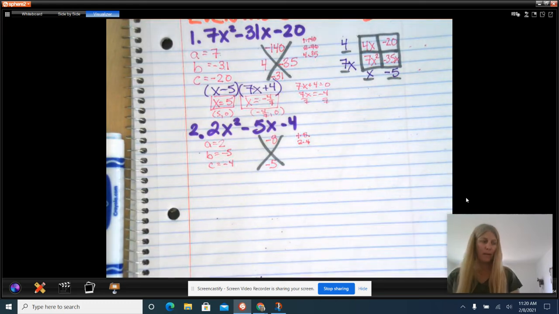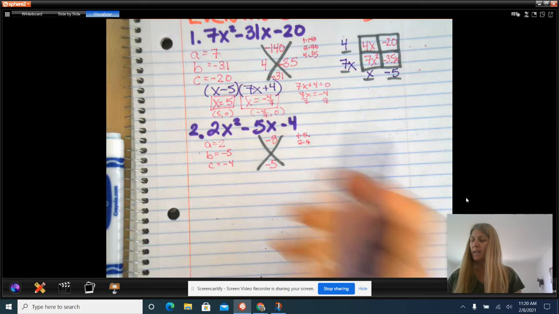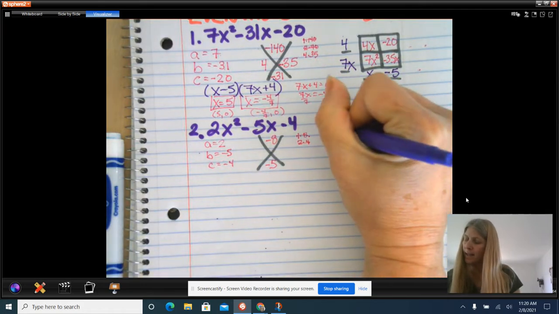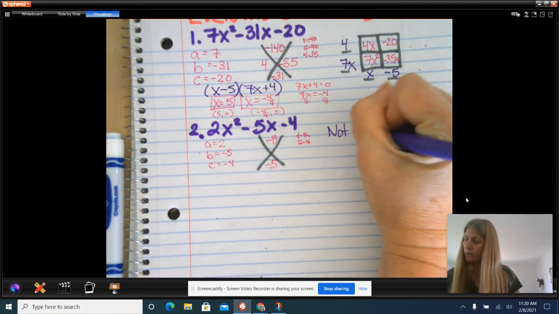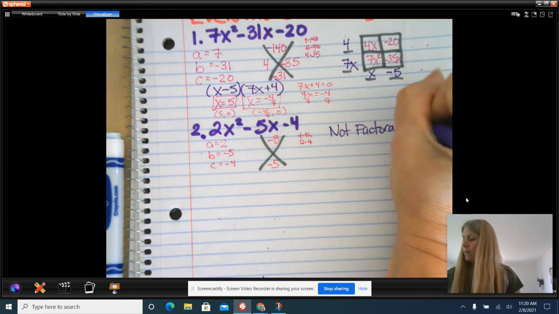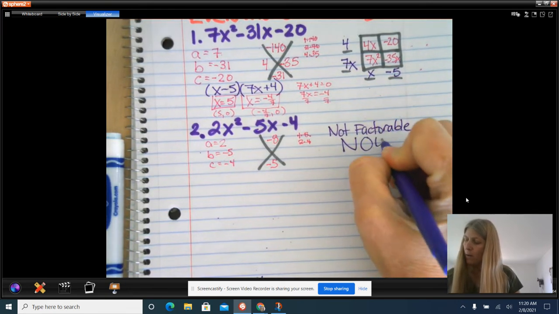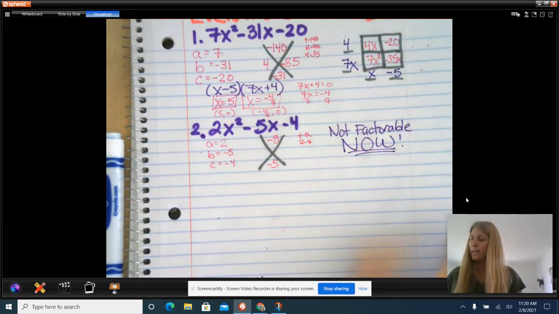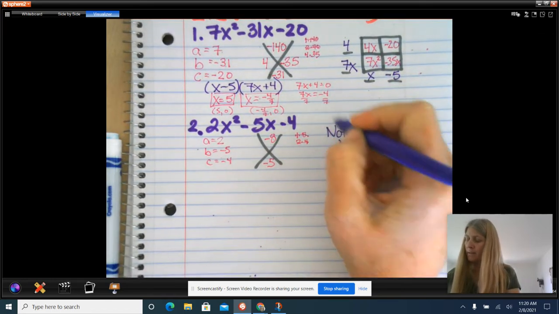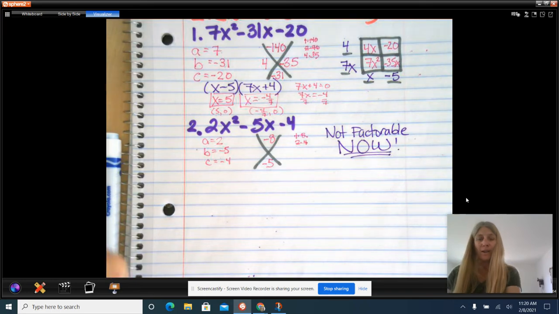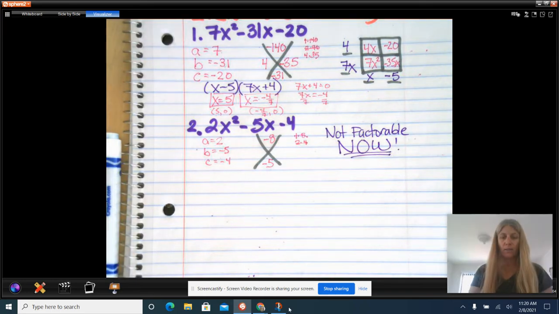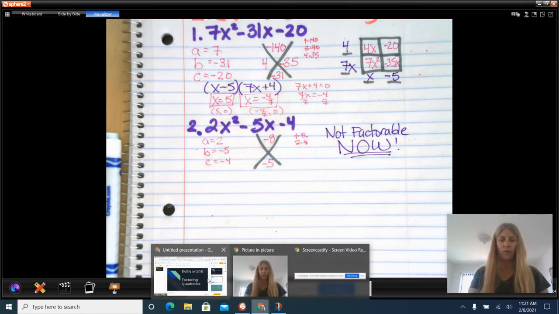So what does that mean? That means that this equation, because we can't get a right and left, is not factorable. Now, we're going to add this word right underneath it. We're going to end up being able to solve this using the quadratic formula next class. So I'm going to show you why it's not factorable.